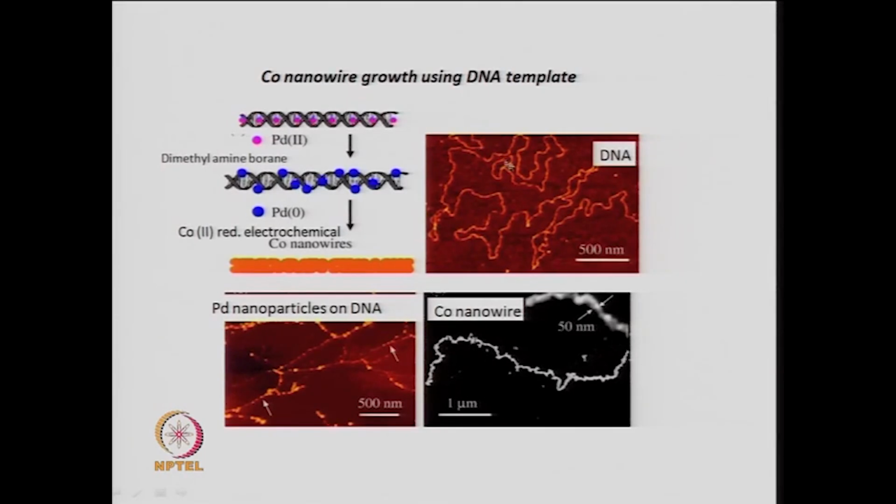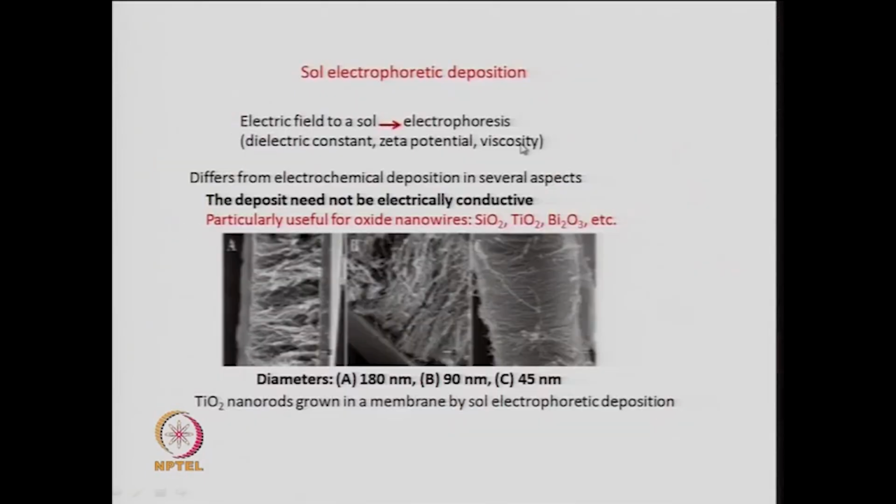So, this is an AFM picture of a DNA, and then you have palladium nanoparticles at this stage on the DNA, and then finally, you have cobalt nanowire which is formed on the DNA template. So, using the positive template which is DNA, you can synthesize cobalt nanowires.